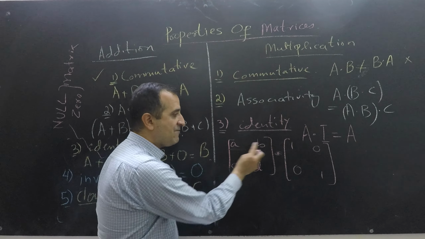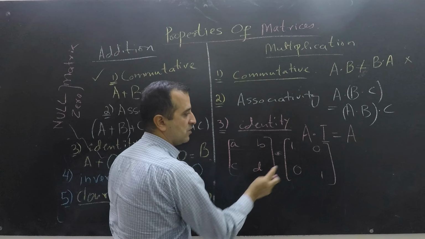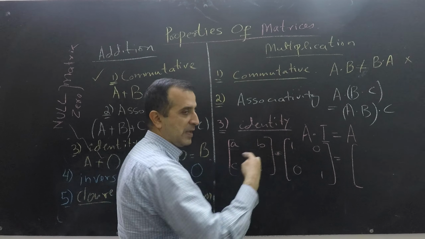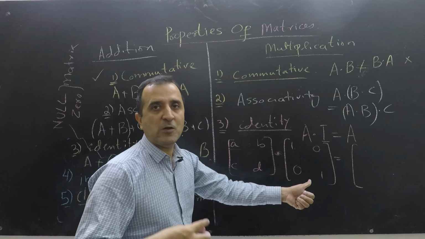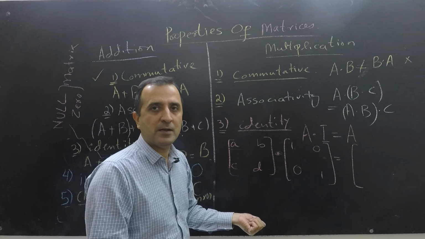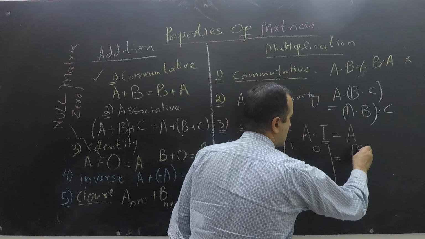So I multiply A with 1 plus B with 0, and my answer is going to be what? A with 1 will be A, B with 0 will be 0. So I will say A plus 0, which will be equal to what? A. So my answer is going to be A.